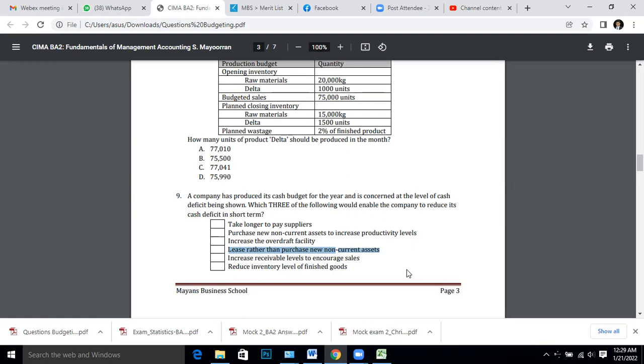Because lease rather than buy means that's a long-term nature issue because you go and lease an asset that runs for like 5-6 years, isn't it? At least 2-3 years. So that's not really a short-term solution. That's a long-term activity you are doing. Therefore, for a short-term solution, that's not a very good idea to go with lease rather than buying.